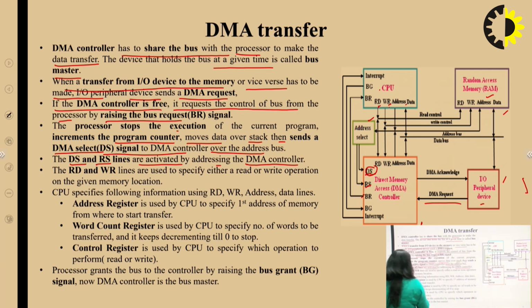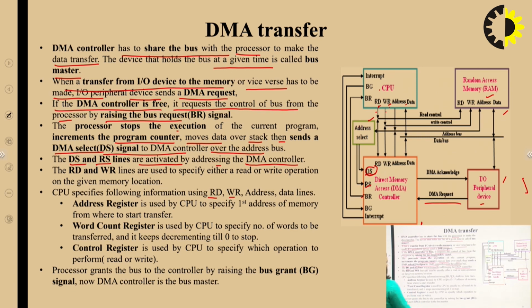Now CPU, before giving the buses control, provides the following information using read, write and address data lines. These are read, write and address data lines. So the CPU provides three kinds of information before granting the bus to the controller. First is address register, second is word count register and third is control register.